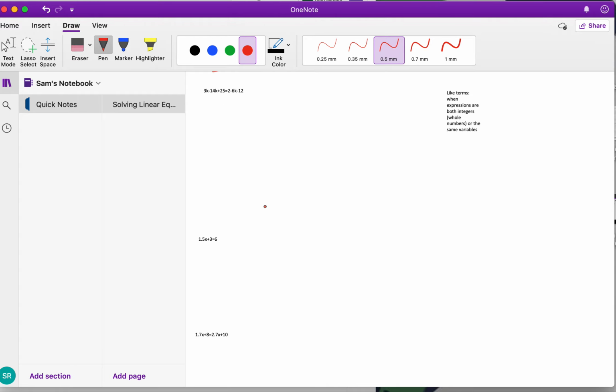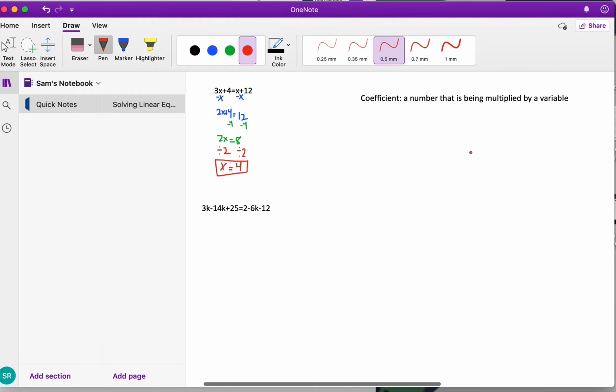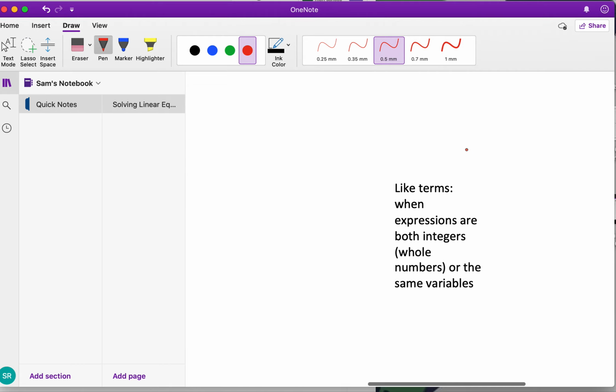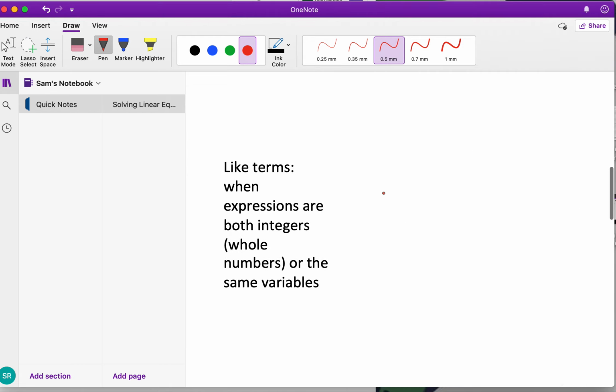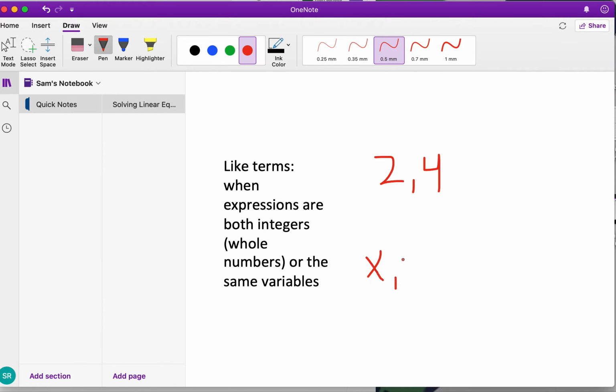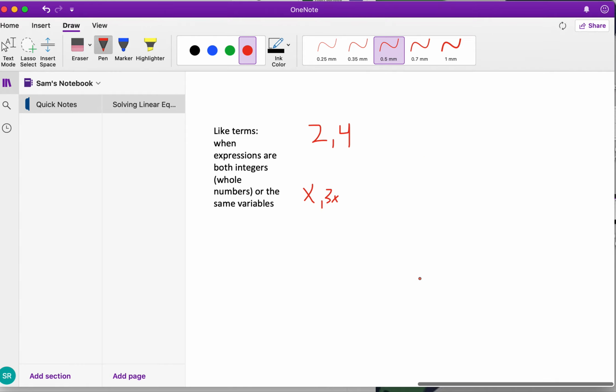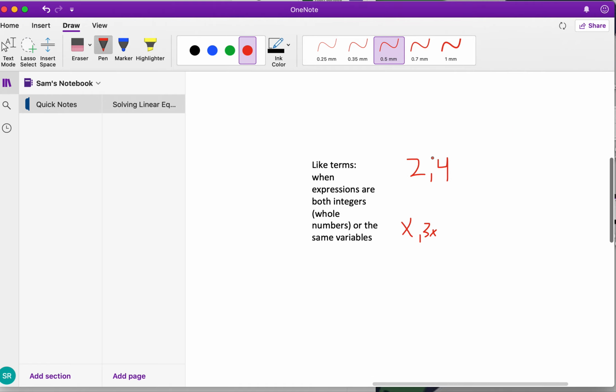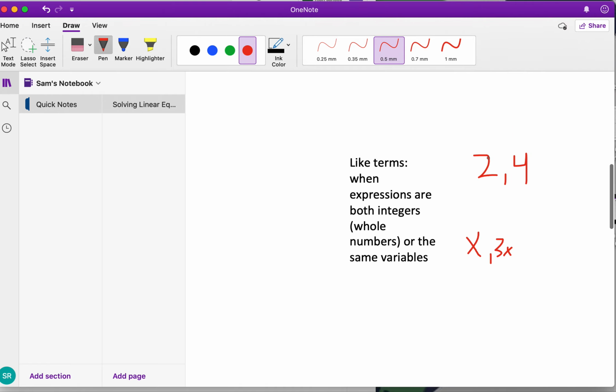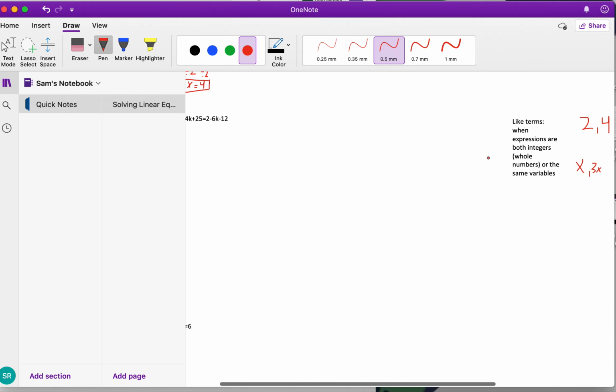So what does this mean? Like terms are when expressions are both integers, whole numbers, or the same variables. So for example, 2 and 4 are like terms because you can combine them. If you add them, you get 6. You subtract them, you'll get negative 2 or 2. X and 3x are also like terms because they're both multiples of x. If you combine them, you can get 4x, for example. 2 and x, however, are not like terms because if you combine them, you can't simplify that down. You'll just get 2 plus x.